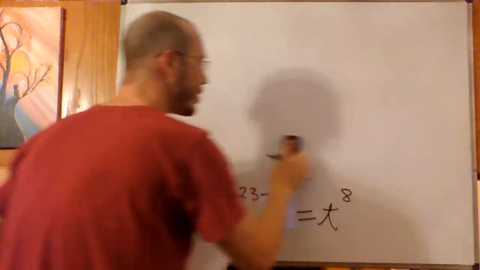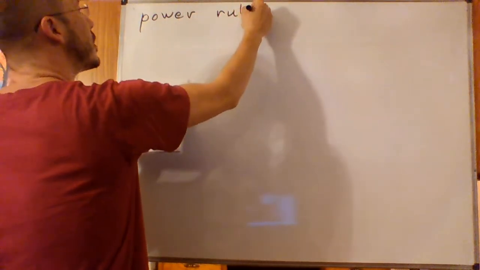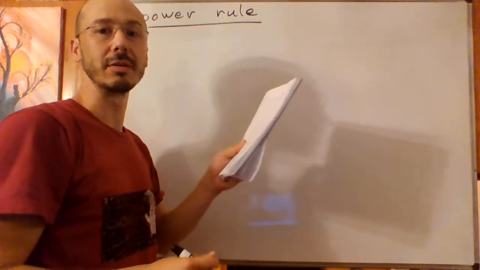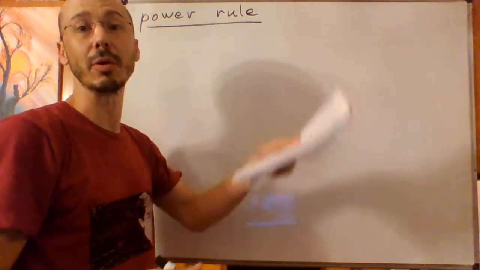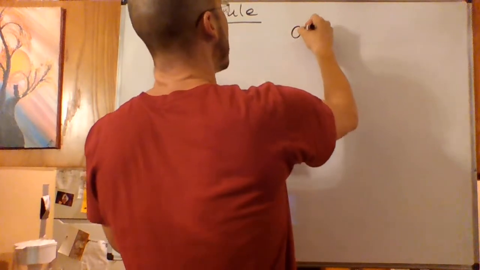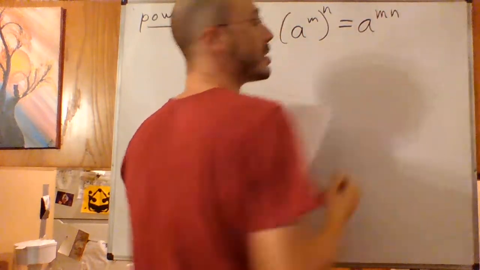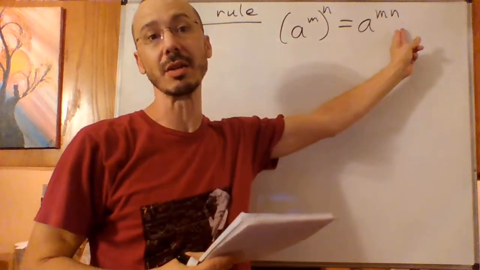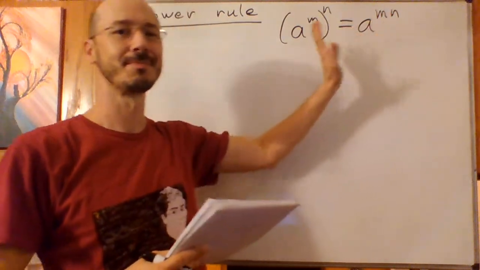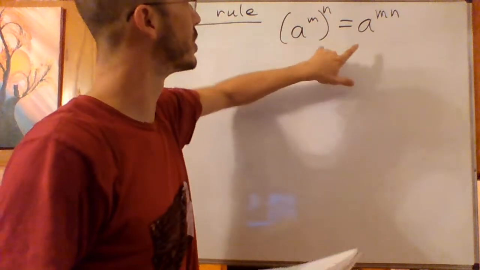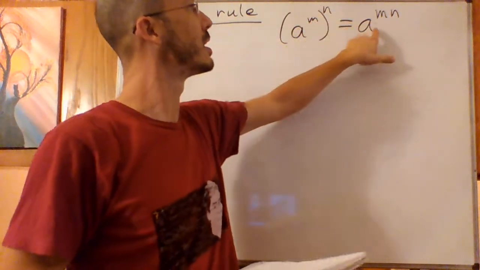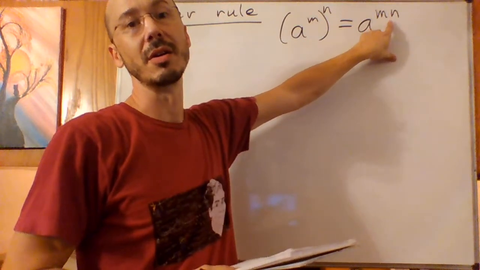So we've seen the product rule for multiplying, the quotient rule for dividing. We're also going to use the power rule for powering, or applying powers to powers. What it looks like is this: a to the m raised to the n is a to the mn. And I mean m times n here. You can put the dot if you want, but we're going to stop doing that so much unless we need to. So the power of the power is the product.